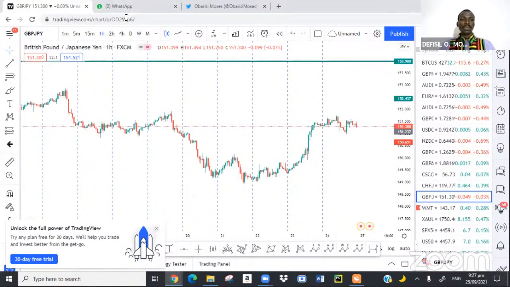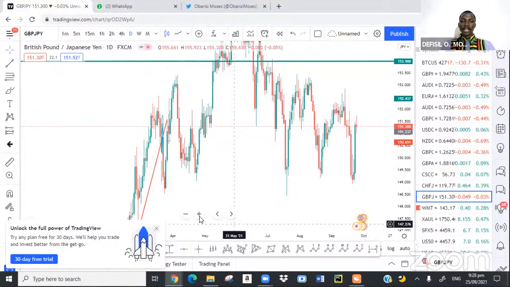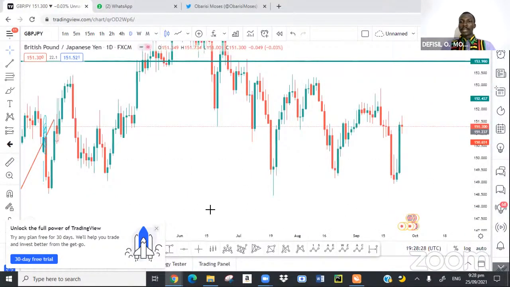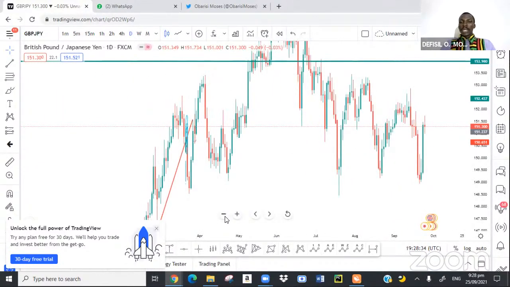Now let's zoom to the daily time frame and see what's there. Okay, the daily time frame has this. Now, looking at this, we have this area. Let's bring that out too. We have this area on the daily time frame.